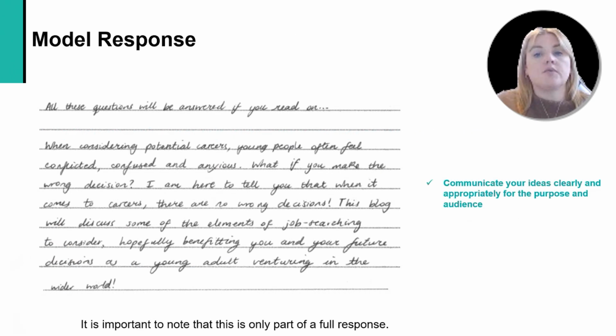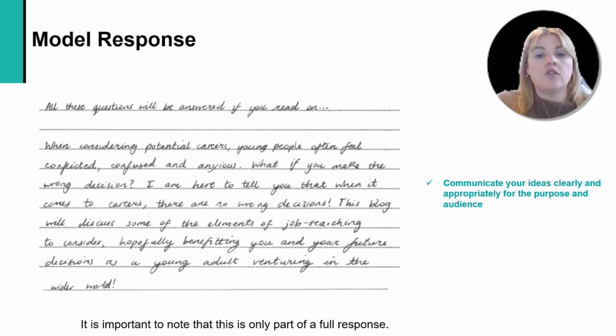The following response was written by a student during their actual exam, and it's really important to note that this is only part of a full response, but does give us a clear insight. Overall, the student achieved a level 4 response. Pause the screen to read. We're going to look at a beginning, a middle, and the end of this particular piece to demonstrate a range of skills.